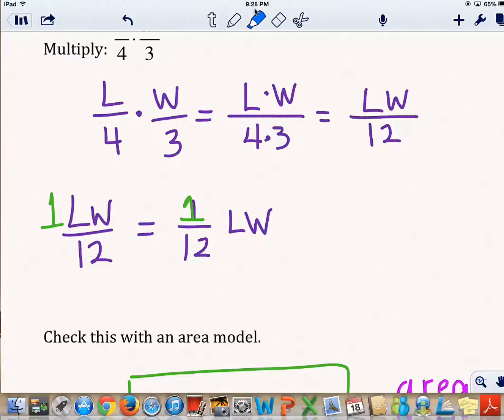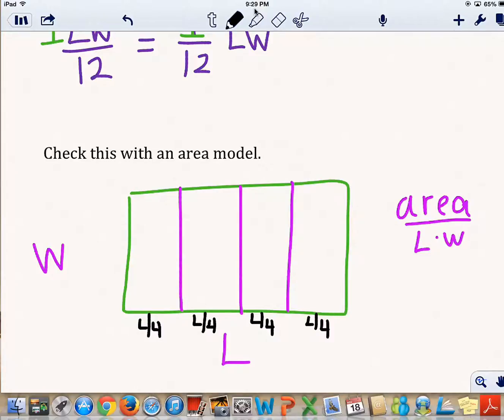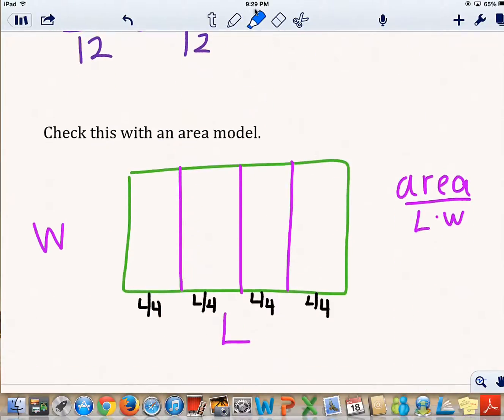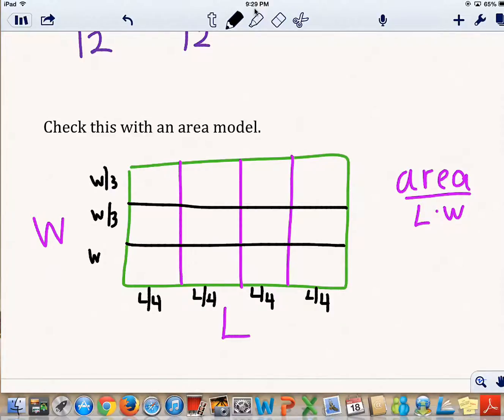I want to come up with the fraction L divided by 4. So if I come down here to my area model, I can take L and divide it into fourths. So each of these little pieces here are L divided by 4. 1/4 L for each piece. Okay, I'm going to go back up to my area model, and I also want to find W divided by 3. Which means I'm going to break W up into thirds. So each of these pieces is W divided by 3, 1/3 W, 1/3 W.